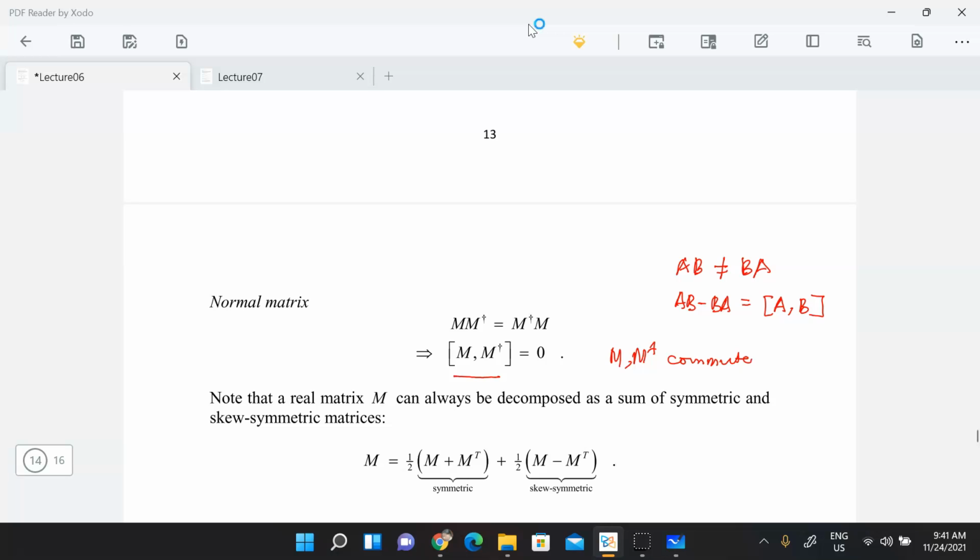Now imagine what this behavior is like. It's just like a number. If you take even two complex numbers and multiply them, it's the same thing if you multiply in the reverse direction. So this is a special property, since matrices in general don't do that, and we have a name for such a matrix: a normal matrix.